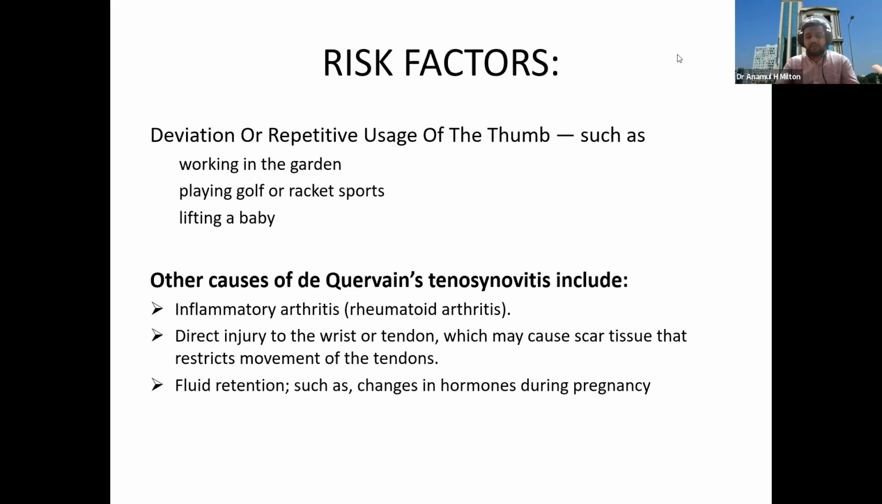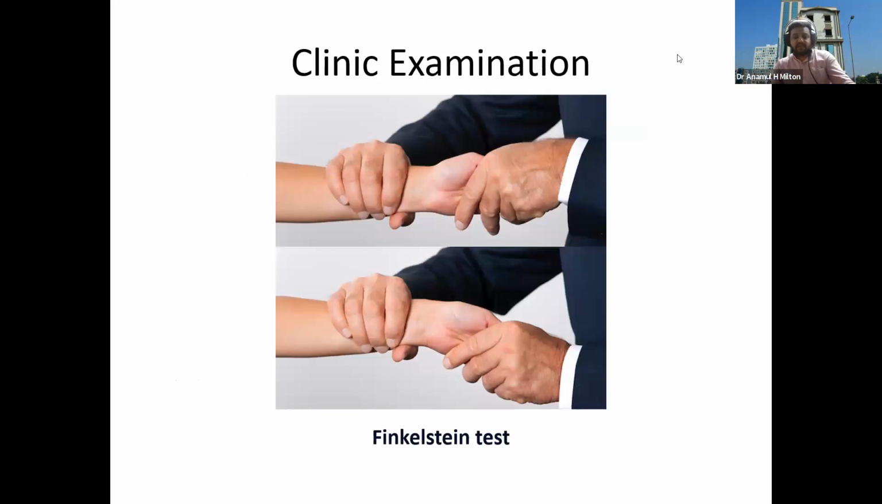Why? Because you know that it is a small type of joint, and when we consider rheumatological disease, at that time it affects these joints. So this tendon also crosses the joint, so this inflammation may also affect the tendon sheath and cause inflammation. Okay. So another is direct trauma, and another is fluid retention due to the hormonal changes during pregnancy.